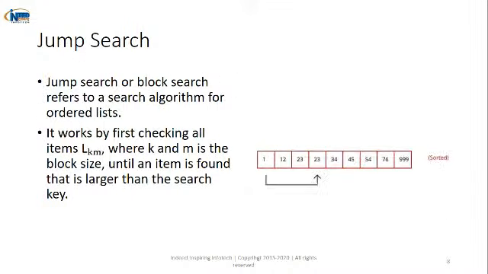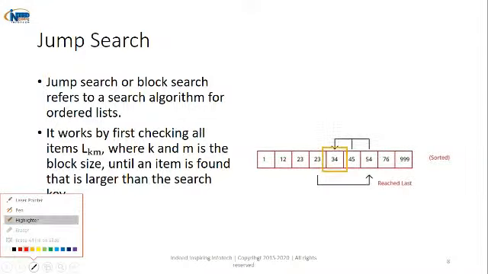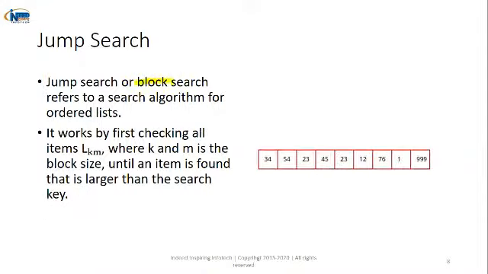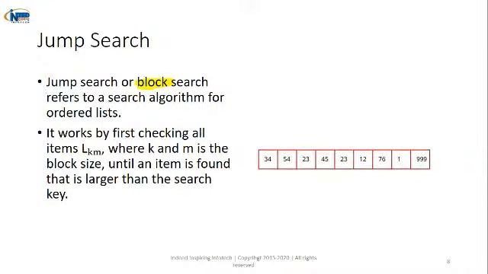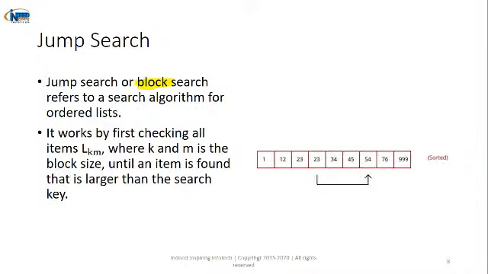Jump search, it is also known as block search. So this particular type of search, as the name says, works on a block, a group. It makes the search in that particular block, and then it creates another block, and it goes on to search the particular element in that block. So this is how jump search works.